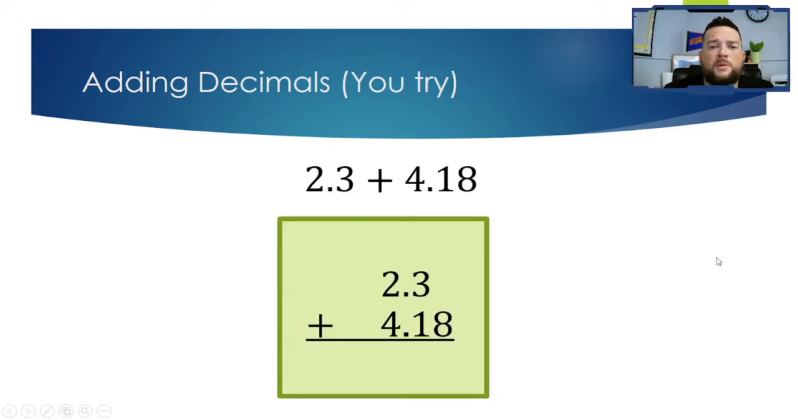All right, you try this one. You can pause this right now and go ahead and try it. I'm going to give the explanation shortly. Okay, so again, we've lined up the 2.3 and the 4.18 by the decimal. We can fill in the empty space with the 0. And then we can carry down that decimal and add up the numbers, all the way across. So the answer to 2.3 plus 4.18 is 6.48.